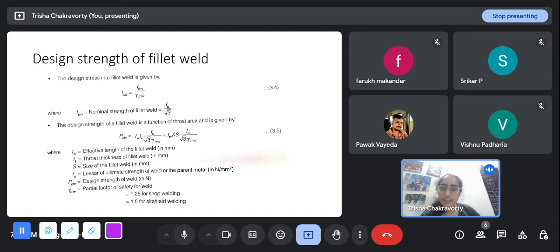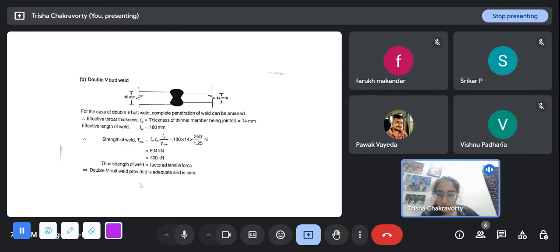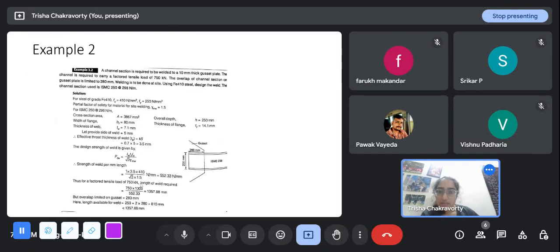Okay, so for fillet weld, we only check the shear criteria. So we look at an example here. A channel section is required to be welded to a 10 thick gusset plate.